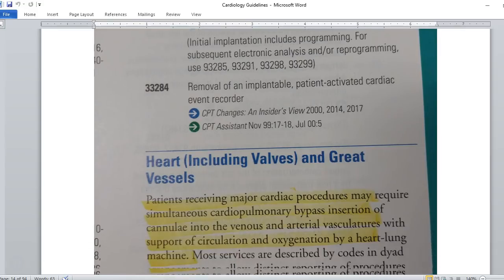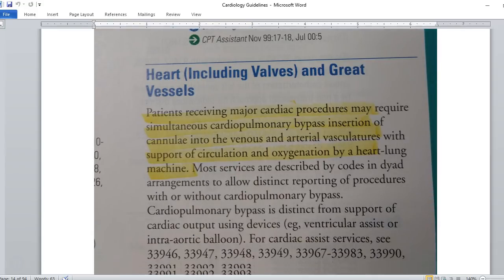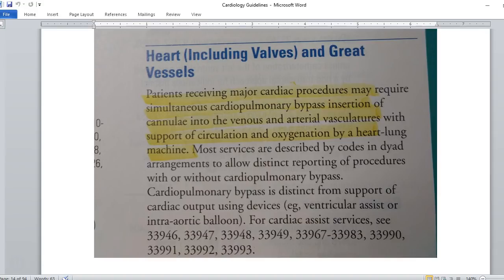Now, when it comes to the heart and great vessels, this is really dealing with the major cardiac procedures that may require simultaneous cardiopulmonary bypass, insertion of a cannula into the venous and arterial vasculatures, with support of circulation and oxygenation by a heart-lung machine. The reason why is that mostly when we're dealing with the heart, the great vessels, which are the vena cava and the aorta, and all of the different valves inside the heart, we have to clamp off areas so that we don't have blood flowing through, so we can actually perform these procedures. So cardiopulmonary bypass takes over that.